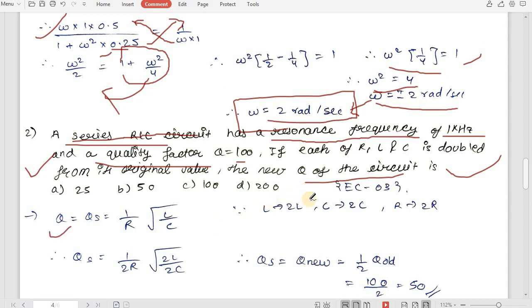In the question it is mentioned that the inductor is doubled, C is doubled, and R is also doubled. So if we double all of these, we get the new quality factor as 1 upon 2R, under root of 2L by 2C. R is doubled to 2R, and L and C are also doubled. So the 2 gets cancelled and we have 1 upon R under root of L by C, upon 2. Basically our new quality factor is Q old by 2.